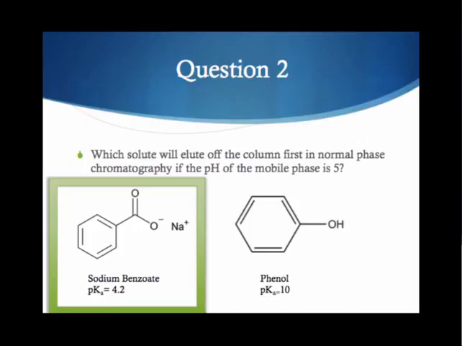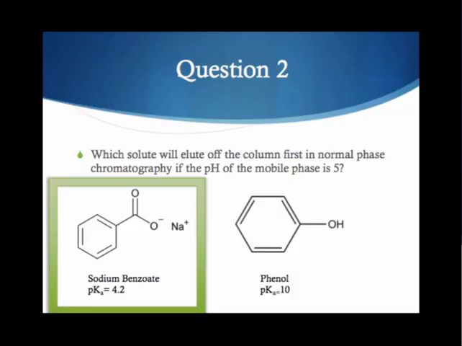The answer you should have gotten is sodium benzoate, and this is because since the pKa is less than the pH of the mobile phase, this indicates that there's more conjugate base present than weak acid, which means there's less interaction with the stationary phase, and so it's going to elute off the column first.